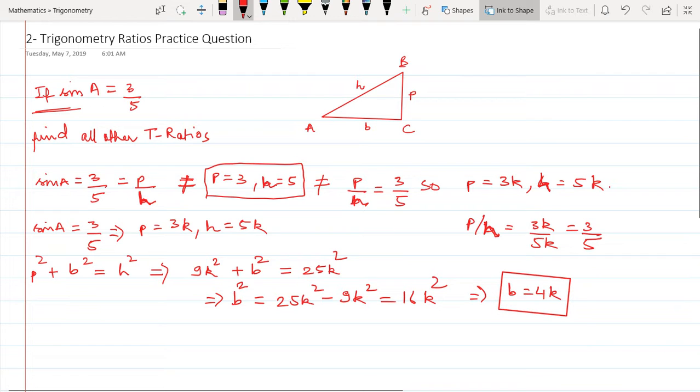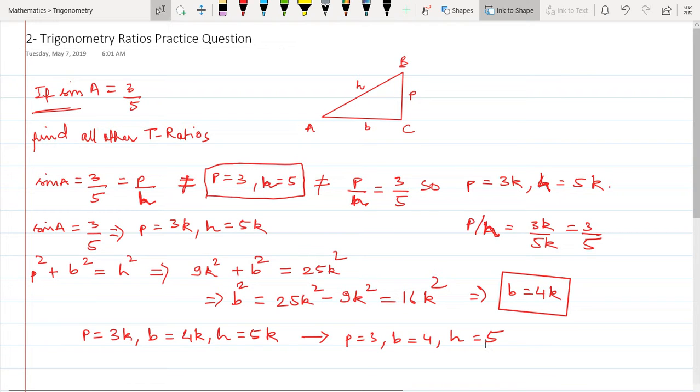What this means is, if b is equal to 4k, now I have all my three values, that is perpendicular is equal to 3k, base is equal to 4k, and hypotenuse is equal to 5k. A lot of people actually write this as perpendicular is 3, base is 4, and hypotenuse is 5, which is what might be the case if k is equal to 1, but in all other cases it will not be. And even by making this mistake, you might get the right answer, because we are dealing with ratios over here.